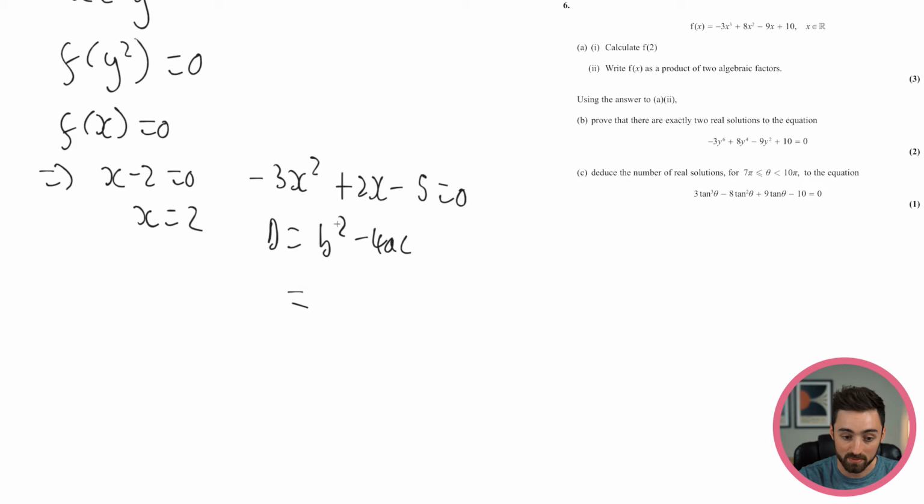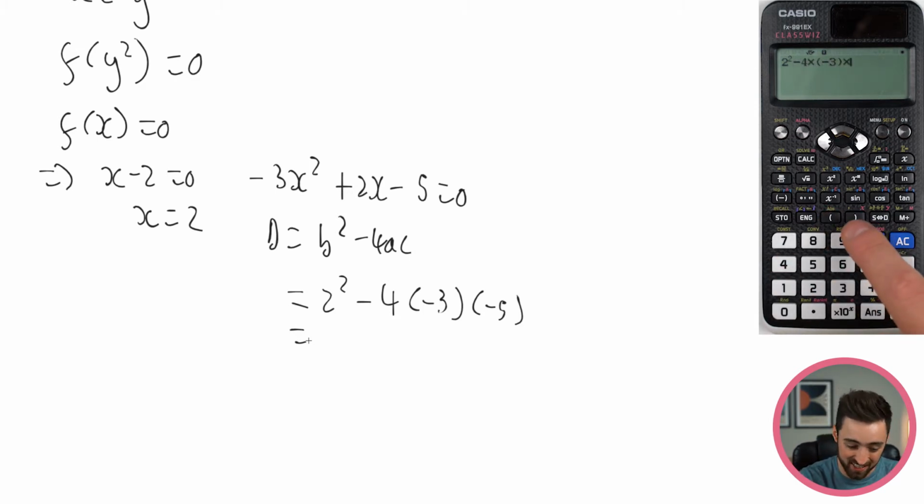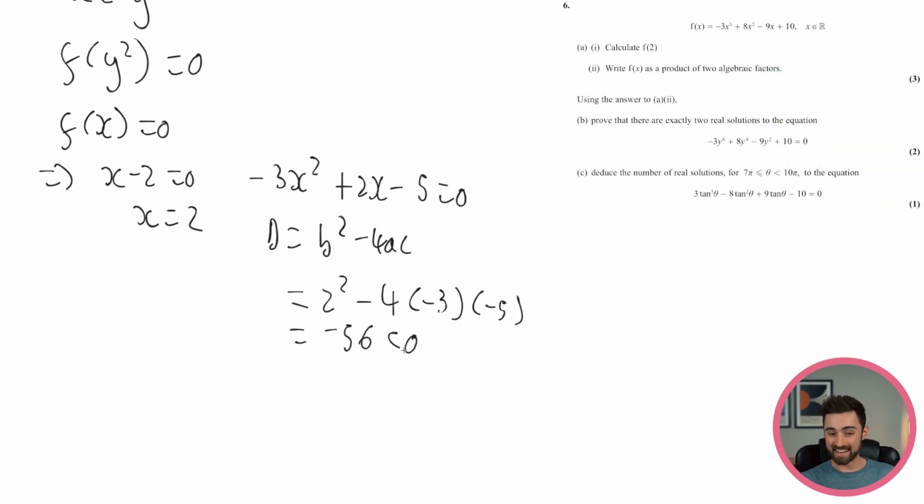So B is going to be 2, so it's 2 squared minus 4 times A, which is minus 3, times C, which is minus 5, and I'm going to work out what this is. So 2 squared minus 4 times minus 3 times minus 5, a lot of minuses, but I get minus 56. So that is negative. The discriminant of a quadratic is negative. It has no real solutions, okay? This is important. No real solutions.